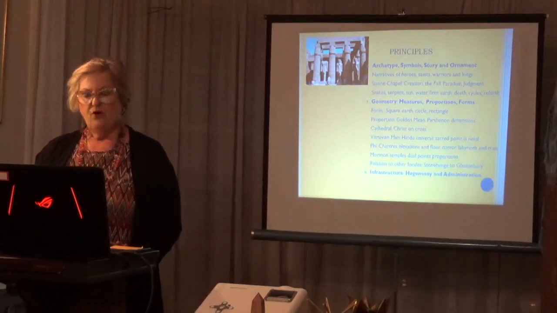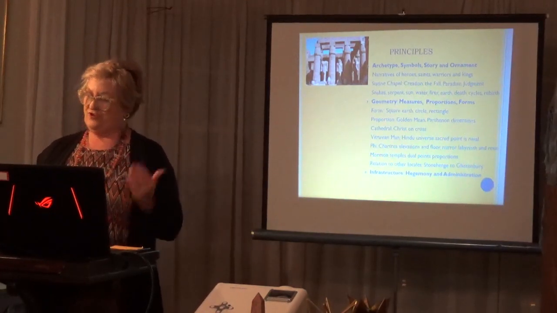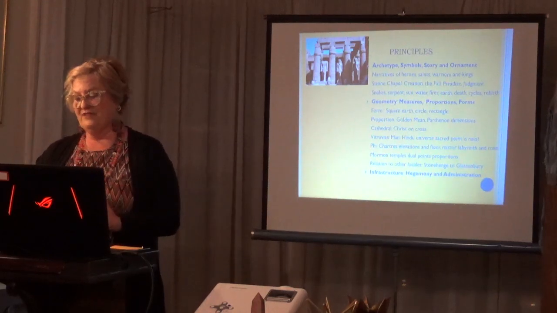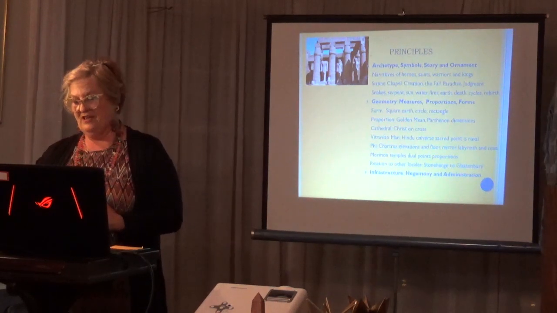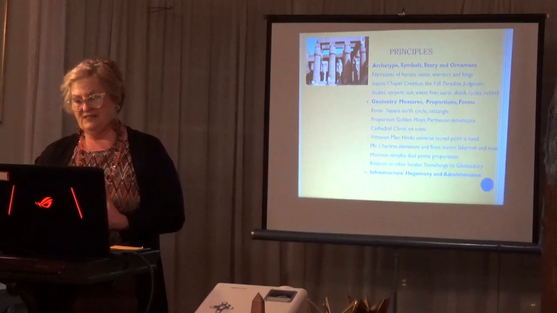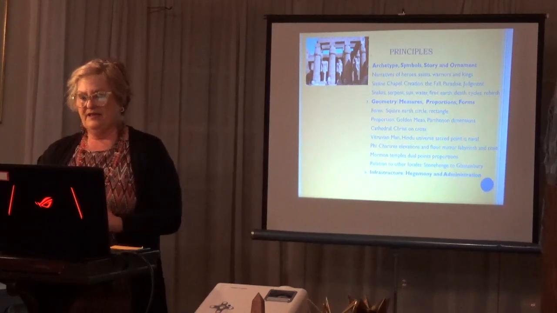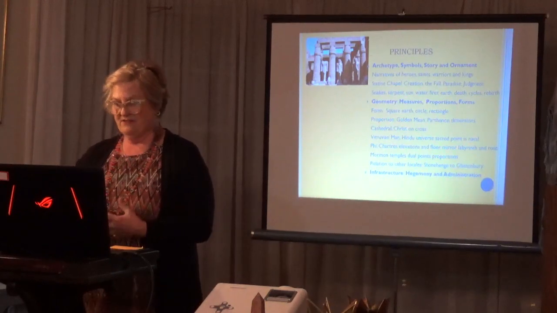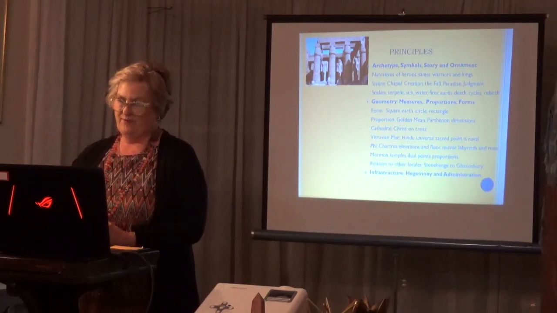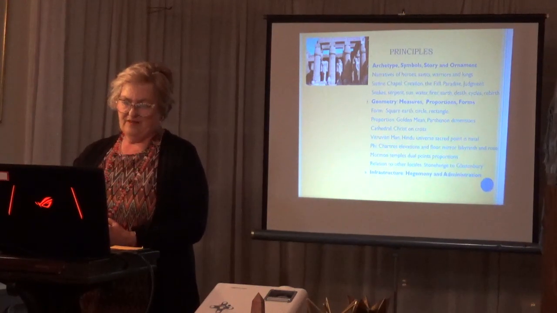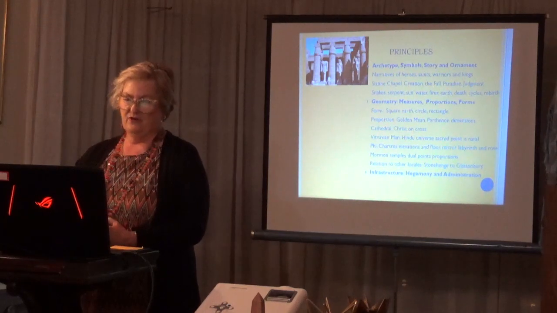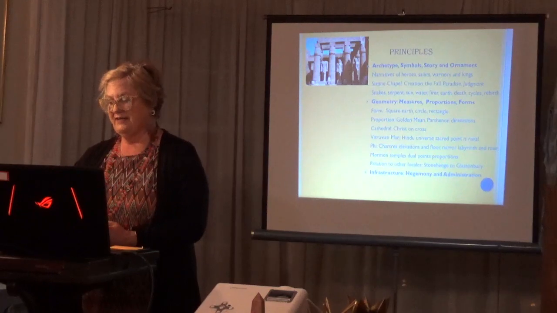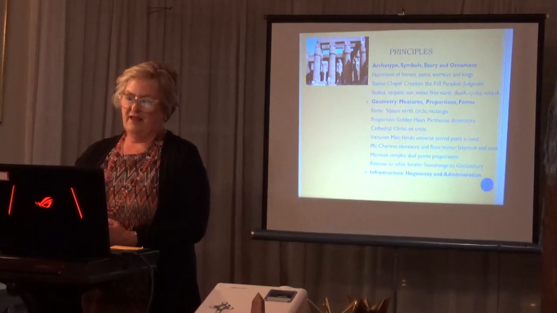So another is the whole idea of geometry, measure, proportion, and form. Some examples are the square, which is often used to represent earth, circles represent water or the mother, and rectangles also take us right into the realm of geometric form, and triangles. Some of the factors with looking at that are the golden mean, which is evident, for instance, in the Parthenon and many other sites as well.